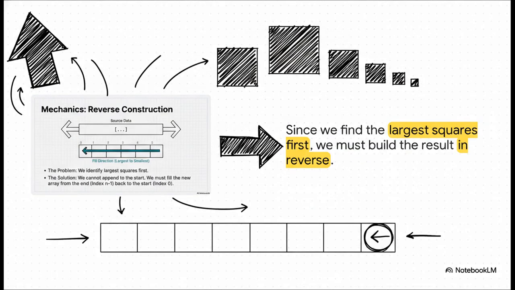Okay, now here's a really important part of the strategy. Since we're finding the biggest squared values first, we can't just stick them at the beginning of our new result array, right?